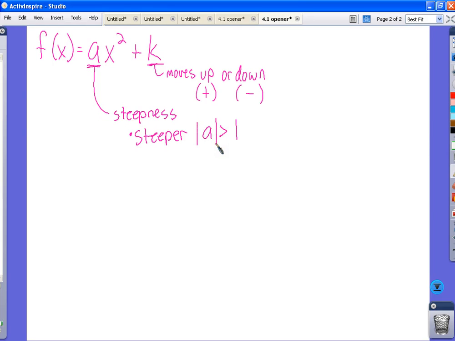And this is how we say the distance from 0. What's that called? Absolute value. Yeah, absolute value is the distance from 0. So if the absolute value of A, whether it's positive, if it's negative, right, it always comes out to be a magnitude. It's just the distance from 0. So if its distance from 0 is more than 1, then it'll make it steeper. So positive 1.05, negative 2, negative 5, positive 7, all of these will make it steeper. Okay. What about less steep?